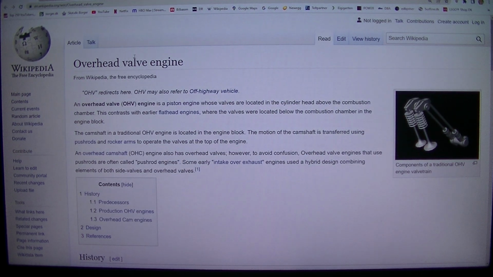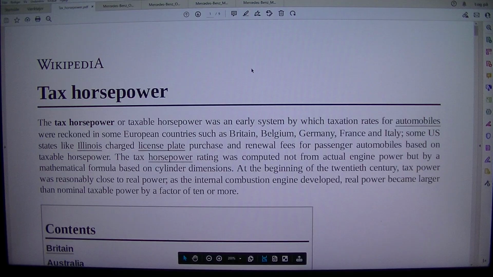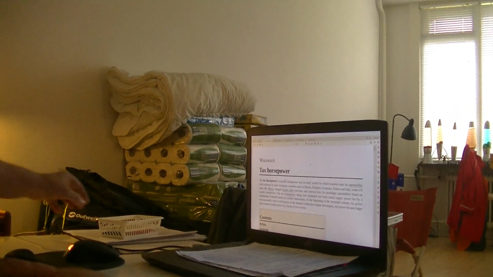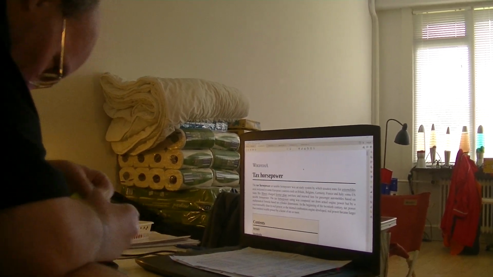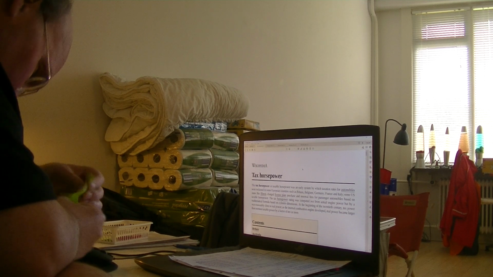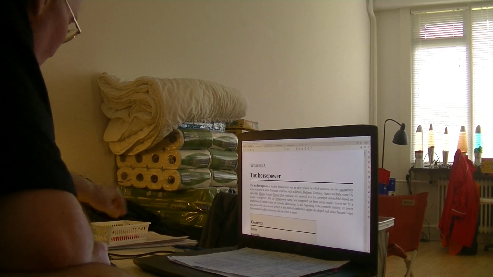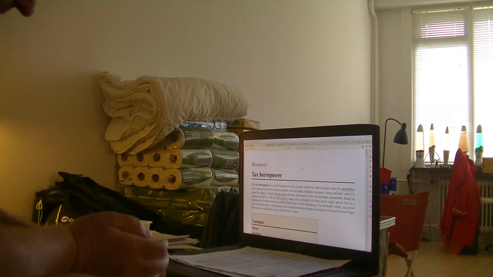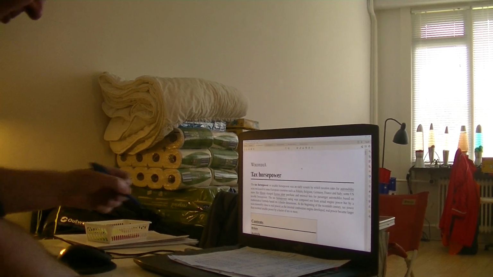And I will, but this was the tax horsepower. I will write on a note like I always do. No, that's a note I need to use. Text.